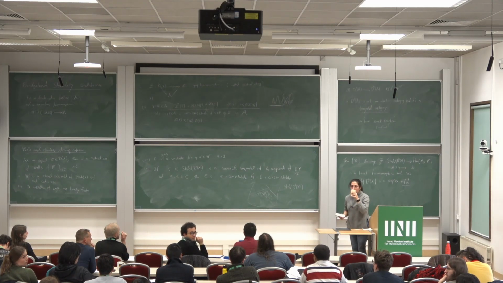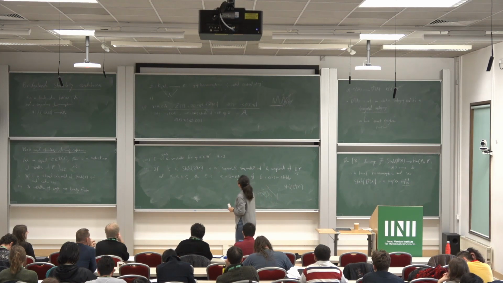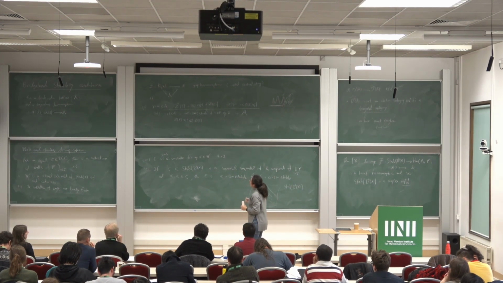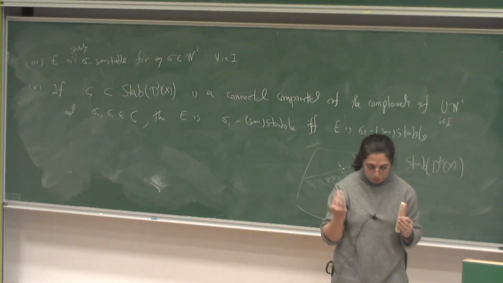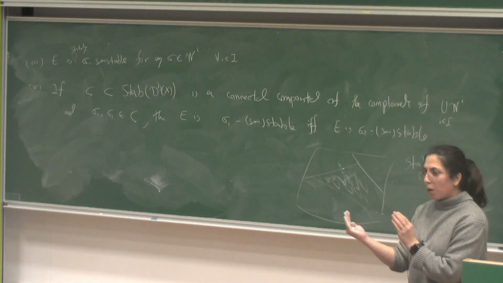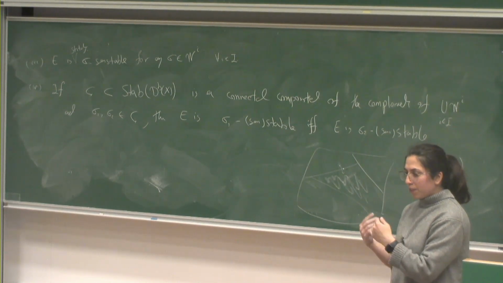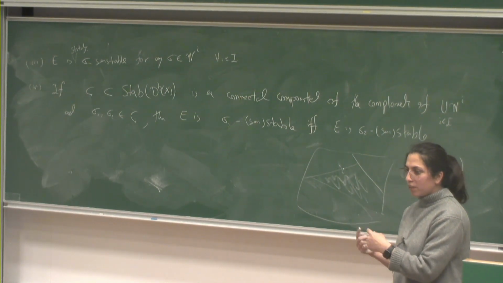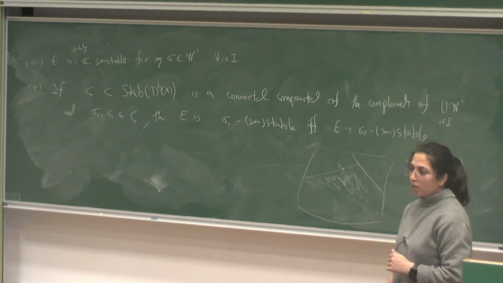What do you mean by strictly semi-stable? No, that's a very good question. Strictly semi-stable means that it cannot be stable. I said that it's stable when the phase of every sub-object is strictly smaller. When I say it's strictly semi-stable, it means that there is definitely a sub-object with the same phase.